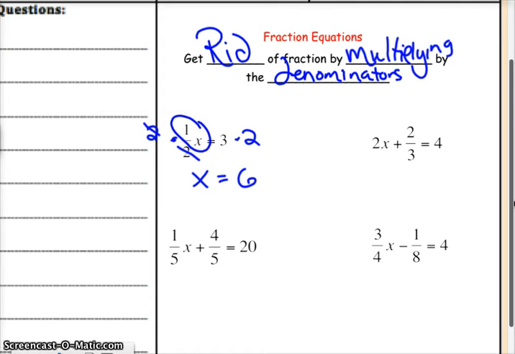3. So what should I multiply through by? 3. Then I need to multiply everything by 3. 3 times 2 is 6x. Now the 3 cancels out here. What am I left with on this fraction? 2, not 6, because the 3 cancels. So it's plus 2 equals 12.